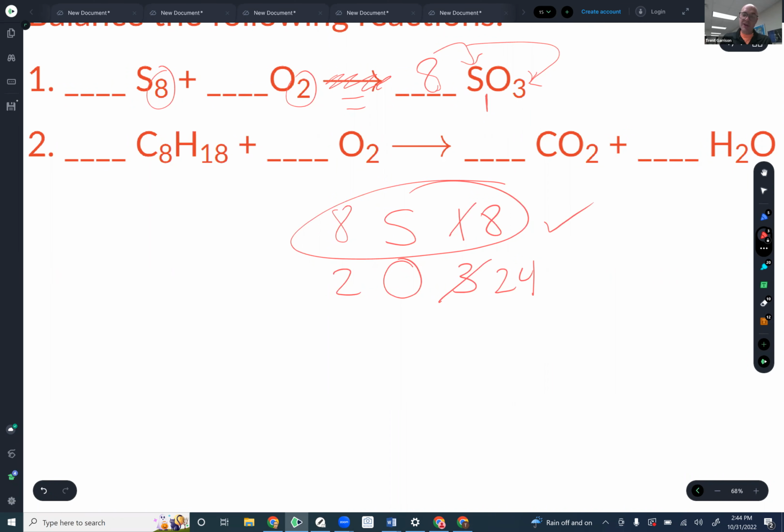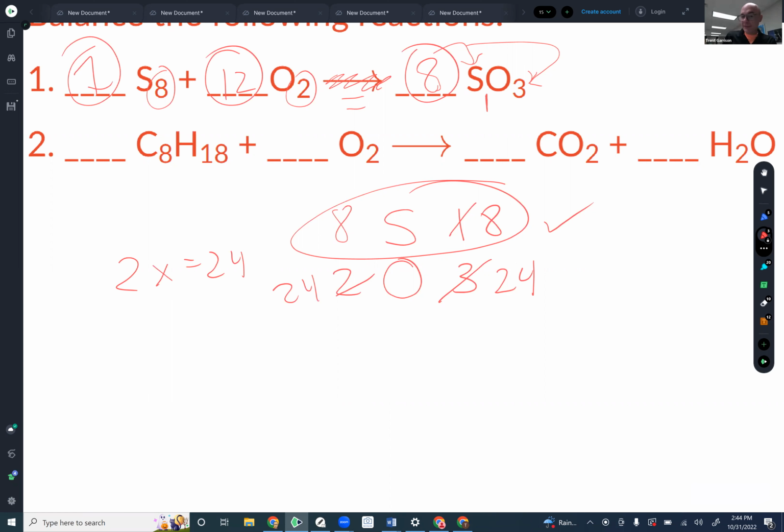But the problem is the oxygen is not balanced. I've got 24 on the right and only 2 on the left. So I've got to figure out 2 times what will give me 24, and that answer ends up being 12. 12 times 2 is 24. This is now a balanced reaction. So my answer is 1, 12, 8.